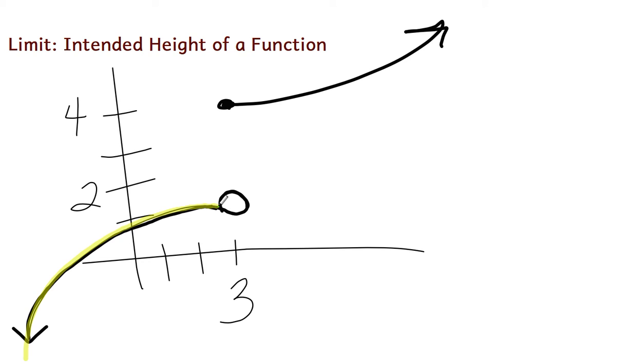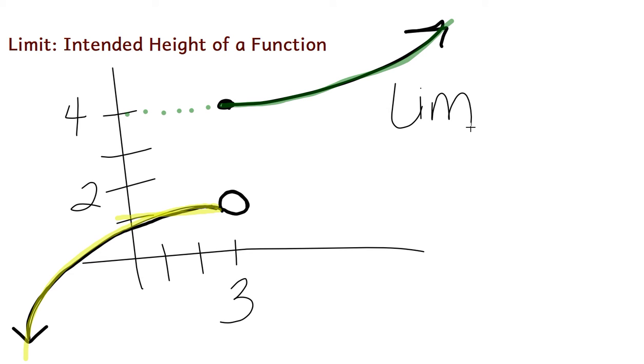The intended height of the function appears to be over here at 1. Great. As we approach it from the right, what happens? Well, the intended height of the function is 4. So we have two different limits, and we write it like this.